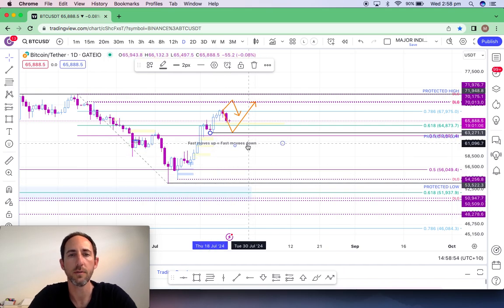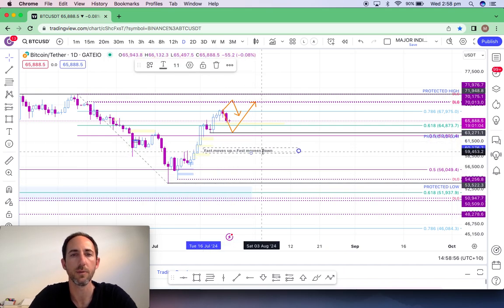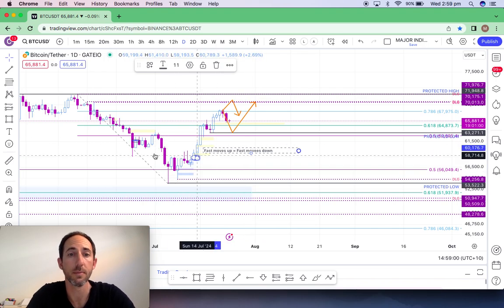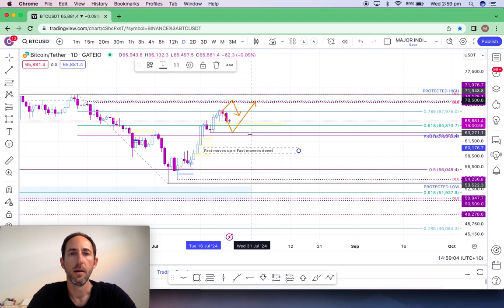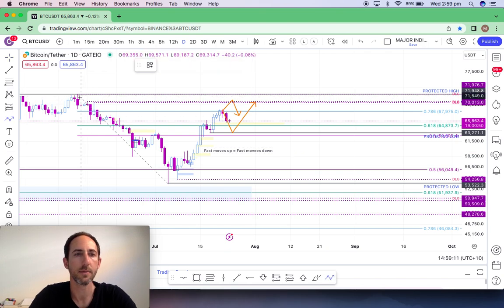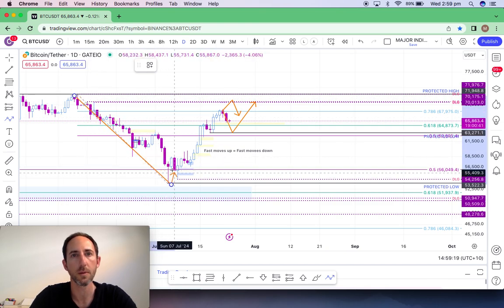So we still have the bias that fast moves up equals fast moves down. I'm still aware of that. I'm still keeping that at the forefront of my mind as a note. But what we've also got to bear in mind is that with the impulse, as the chart pulled back, this was the impulse move. So this is the biggest move that we're looking at.